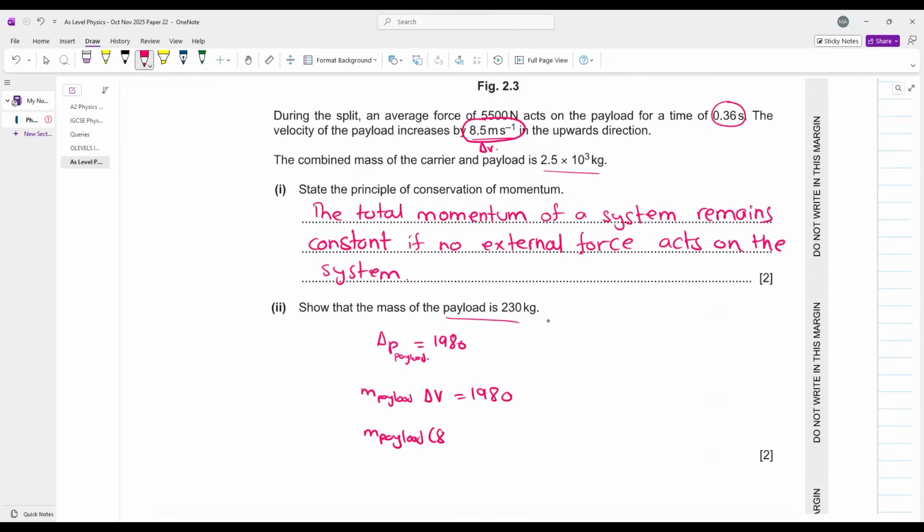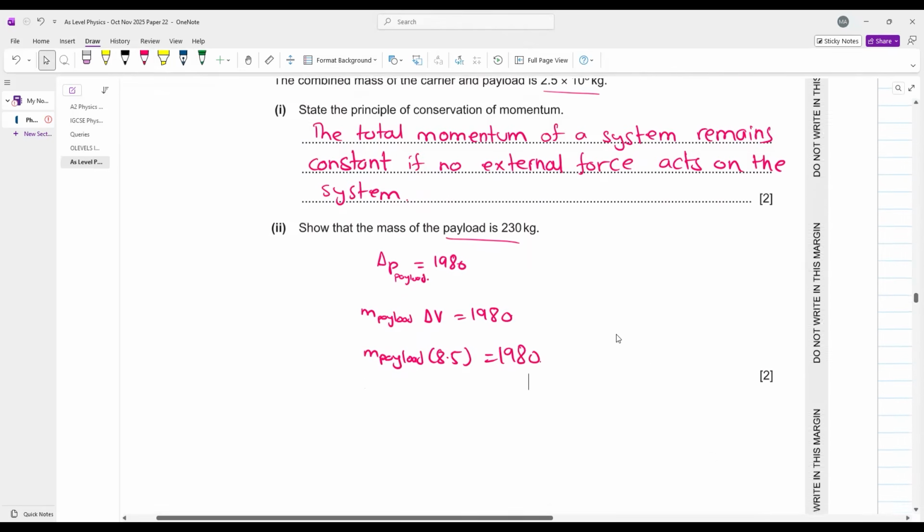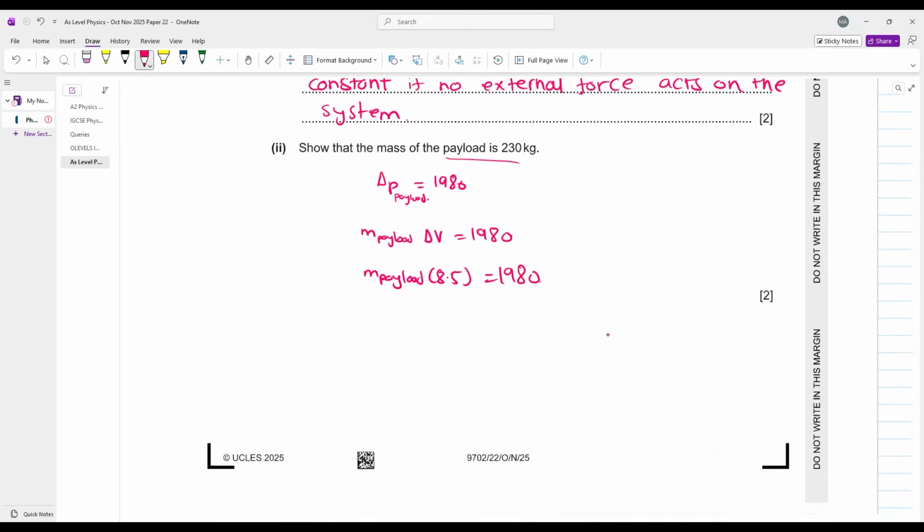You know the change in velocity of the payload. चेंज इन वेलोसिटी ऑफ द पेलोड क्या है? 8.5, 1980. कैन यू कैलकुलेट द मास ऑफ द पेलोड? 1980 डिवाइडेड बाई 8.5. This comes out to be 232.9 kg. If I round it off to two significant figures, this becomes 230 kg. ठीक है, not a big deal here. Perfect.